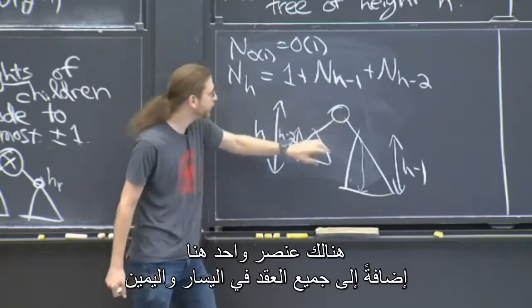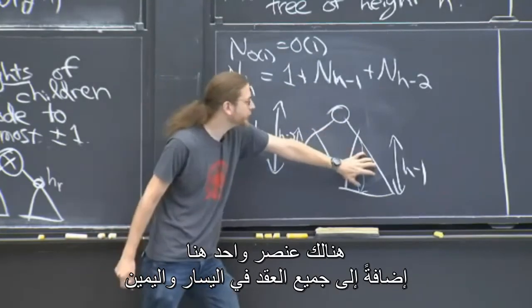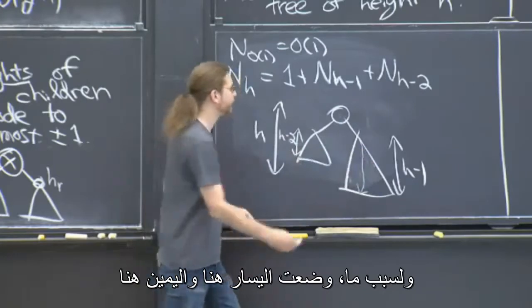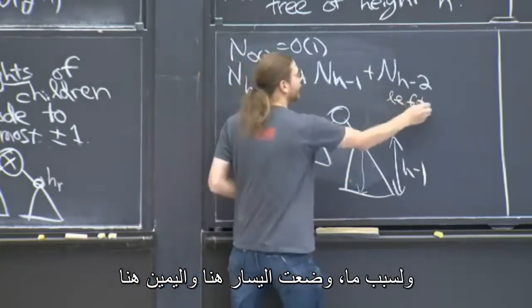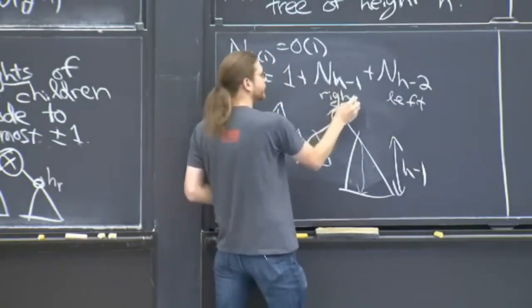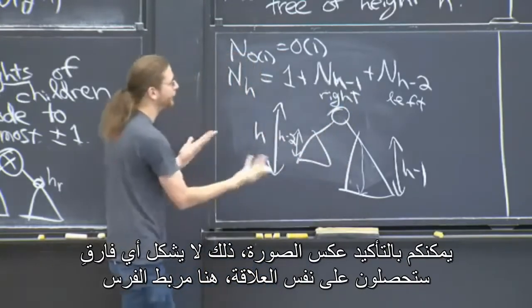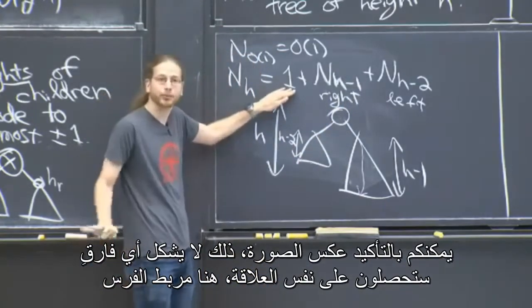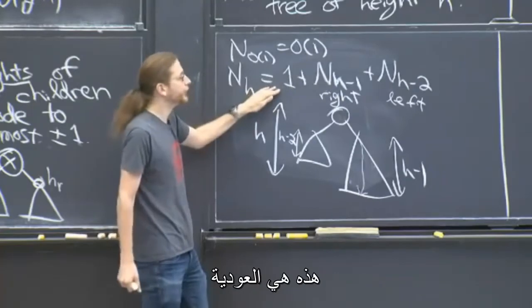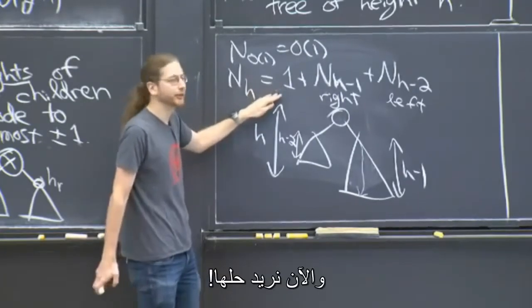There's one guy here, plus all the nodes on the left, plus all the nodes on the right. And for whatever reason, I put the left over here and the right over here. Of course, you could reverse this picture. It doesn't really matter. You get the same formula. That's the point. So this is the recurrence. Now we need to solve it.